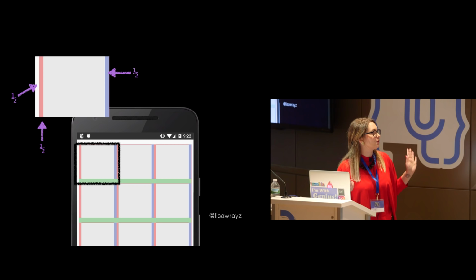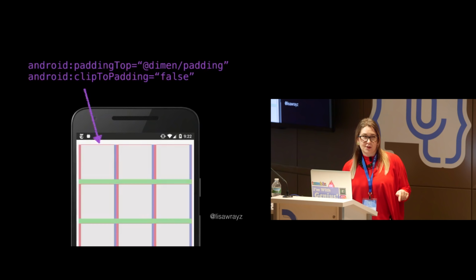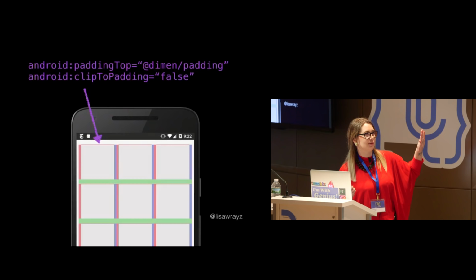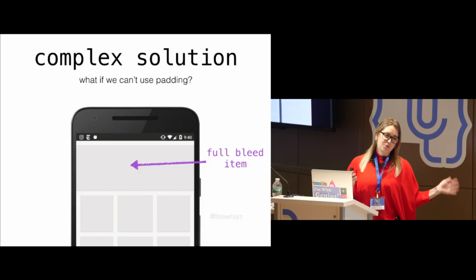And if you didn't know this already, I would feel bad if I didn't tell you. You can also have scroll off padding on the top and bottom of your recycler view by using padding top or bottom and clip to padding false. I learned this like 3 years ago and it blew my mind. Still works, worked with list view, still works with recycler view.